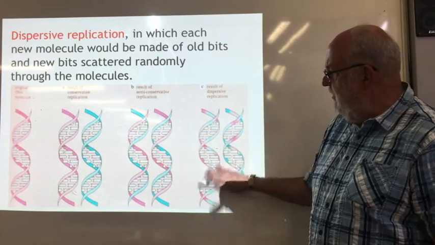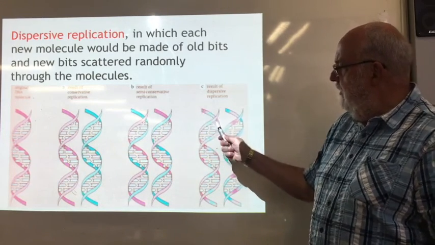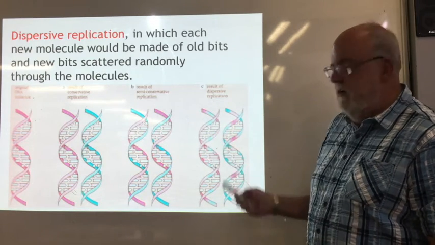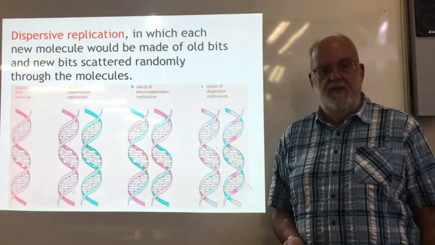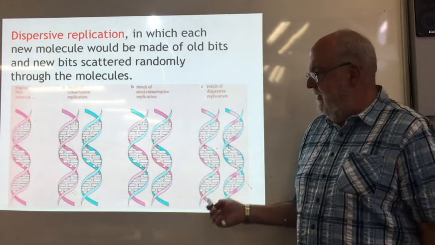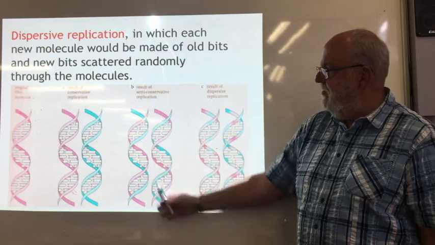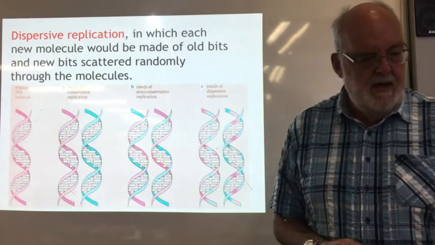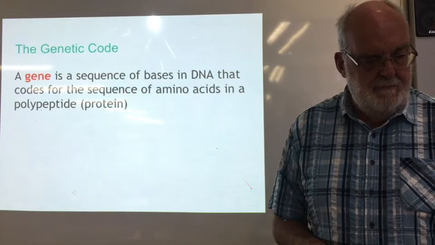And here's this random idea. A little bit of the old one there, a little bit of new stuff. Bit of old, bit of new, bit of old, bit of new. How's that going to ever work? Where's the system? Where's the logic in that? This is a logical sequence of events. And so semi-conservative replication is the way in which it's considered to be.